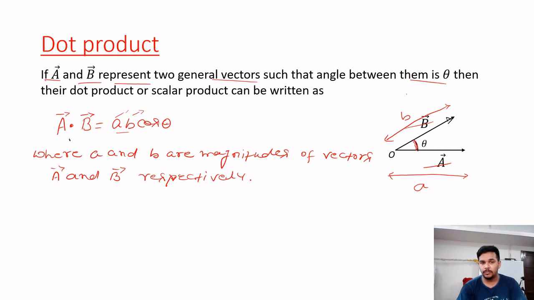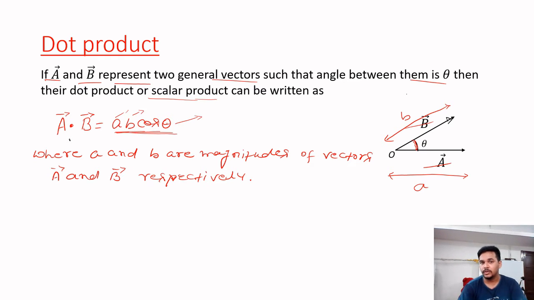Because it is represented with a dot, we say it is a dot product. Why do we say it is a scalar product? In the beginning A was a vector and B was a vector, but their product here is a scalar. Why? Because the magnitude of A is a scalar, the magnitude of B is a scalar, and cos theta is also just a value varying from -1 to 1, which is also a scalar. So all three are scalars, the dot product is a scalar, and that's why it is also called a scalar product.